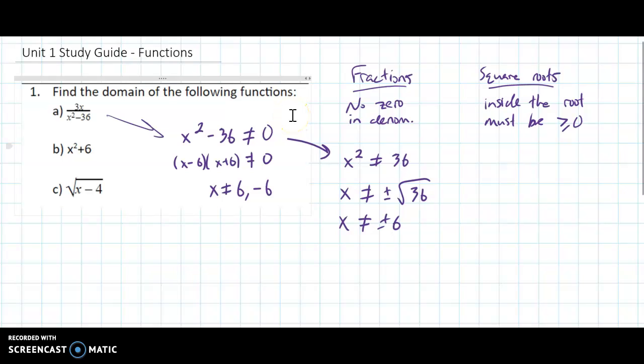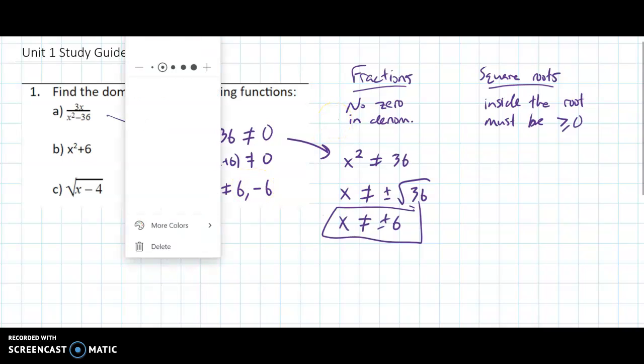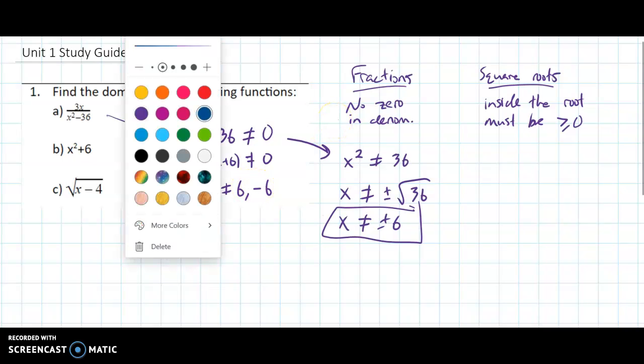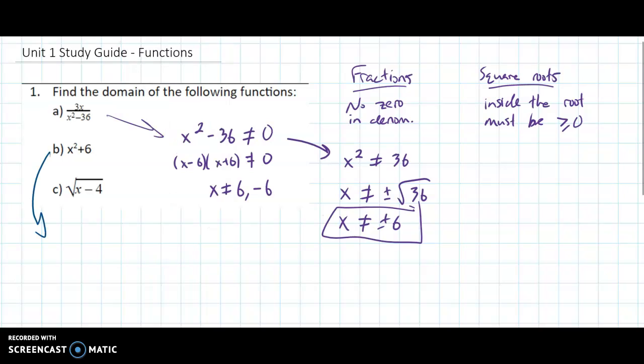So it's all real numbers except for x equals plus or minus 6. And I'm totally fine if you want to give your answer in this form right here. Just say what it can't be. That's totally fine. You can write plus or minus, or you can write it like this. All right, next one. Let's go to part B.